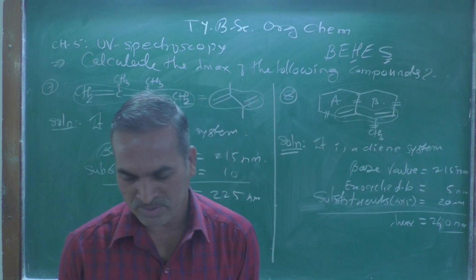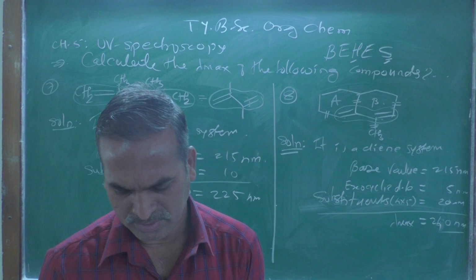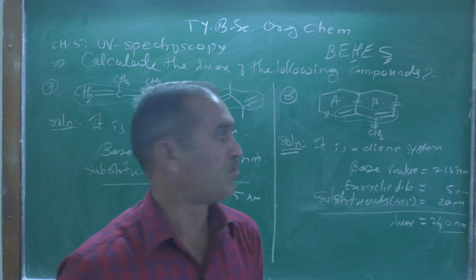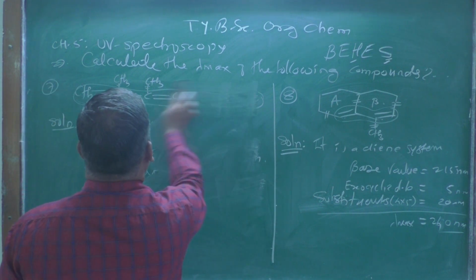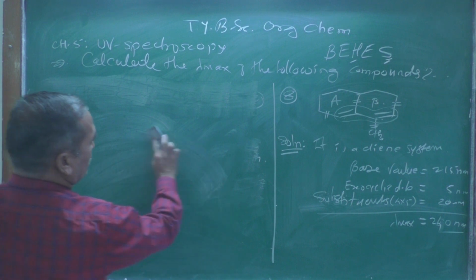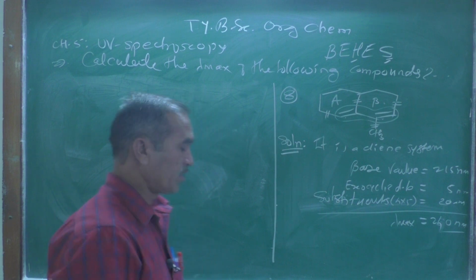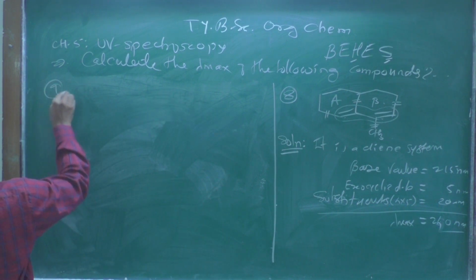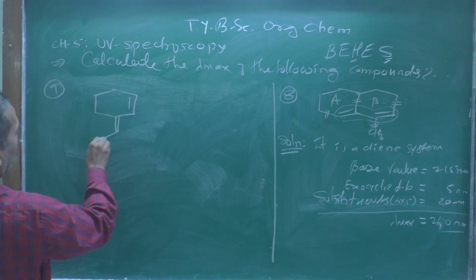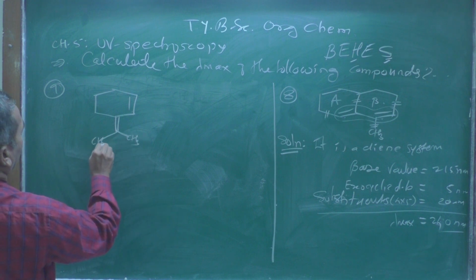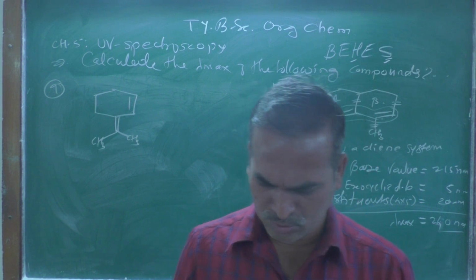So in this way we can solve problems based on the Woodward-Fieser rule. Now let us see one more example, so that you can understand better. Let us see problem number 9. I am showing here one double bond, another double bond, and here CH3, and here also a CH3. This is the structure shown over here.